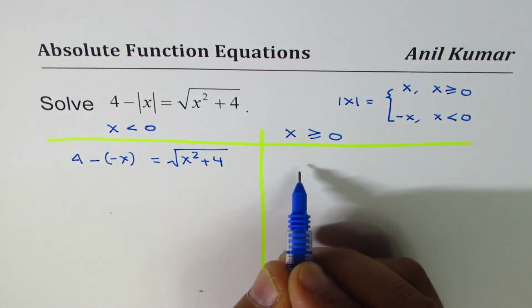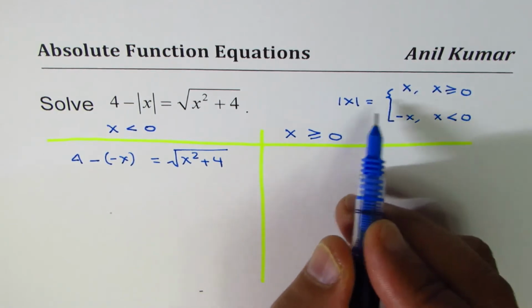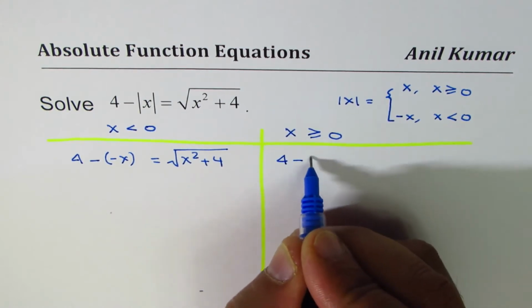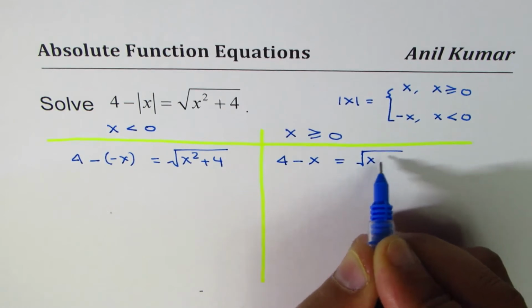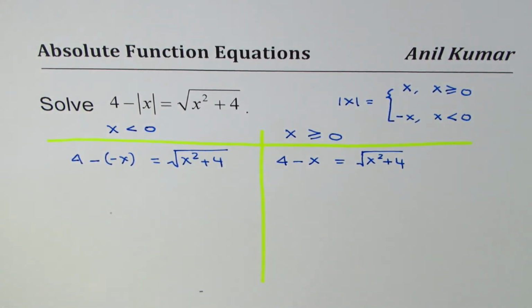The second piece here is when x is greater than or equal to 0. At that time, absolute x is x. So we could write this equation as 4 minus x equal to square root of x squared plus 4. You get an idea. So whenever you have absolute function, try to write it as a piecewise function and then solve both the pieces separately. Correct? Now let's solve them.